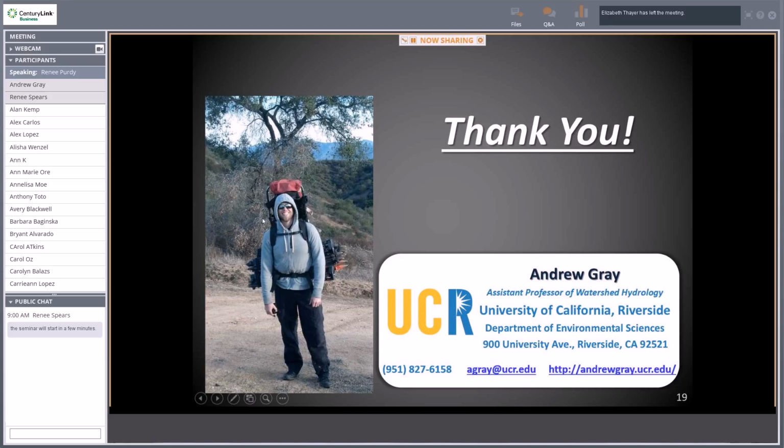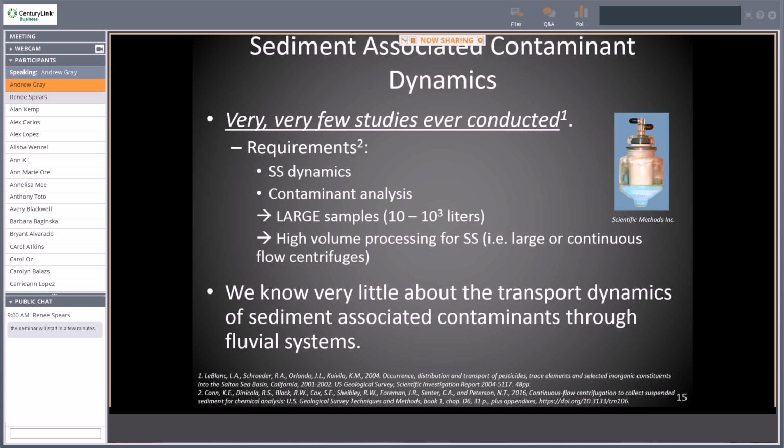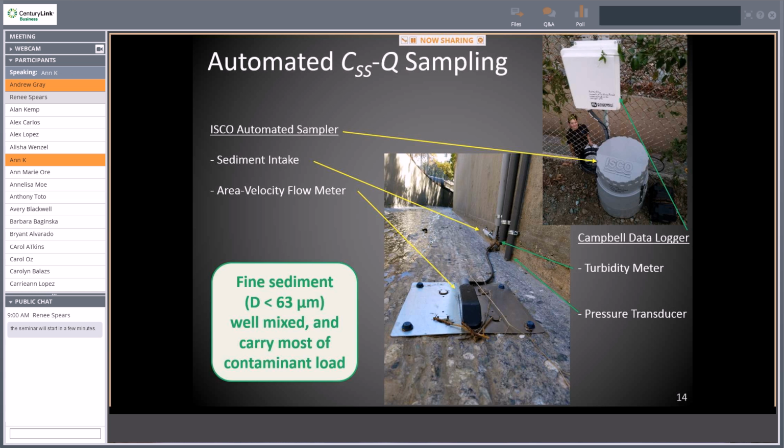Well, thank you very much for your presentation. Do you know about how much it costs to install the automated sampler? Yeah, I can talk about the cost a bit. Just the sampler part, where you're collecting water samples and measuring discharge, that's probably about $7,000 or $8,000.